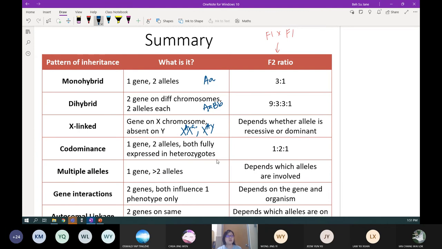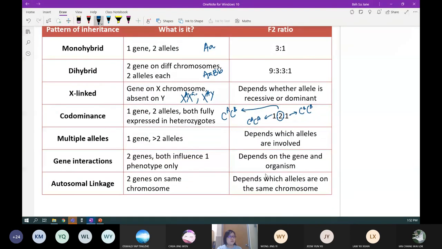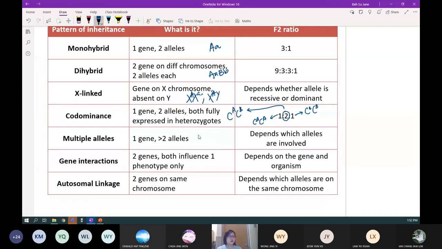Read the question. Codominance is actually a modified 3-to-1 ratio, because the alleles that are codominant are both fully expressed in the heterozygote. So this one is probably a homozygous for some trait, and this one here is reflecting the phenotype of a heterozygote. It's an intermediate phenotype here. Multiple alleles, on the other hand, again, this is one of the examples you've seen just now.